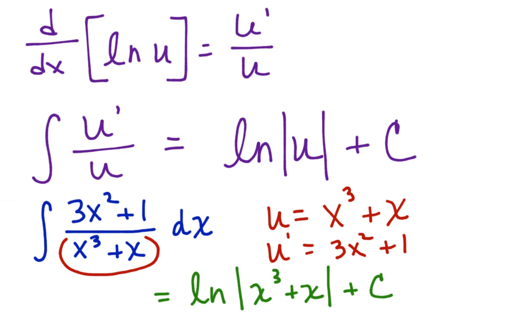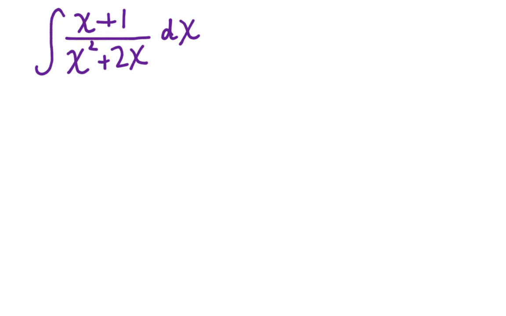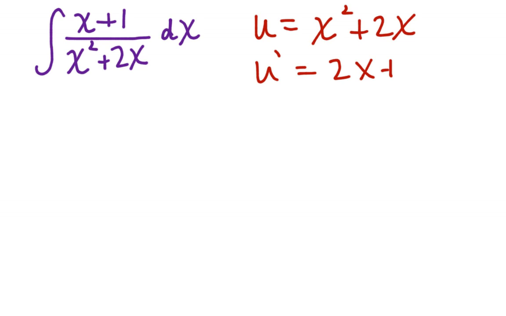Well, they're going to get a little bit harder. So let's look at some that are a little bit more challenging. All right. The integral of x plus 1 divided by x squared plus 2x. So I look to the denominator, and that's what I would call u. And I can see that the numerator is pretty close to the derivative of the denominator. So let's work this out. U is equal to x squared plus 2x. U prime is equal to 2x plus 2.